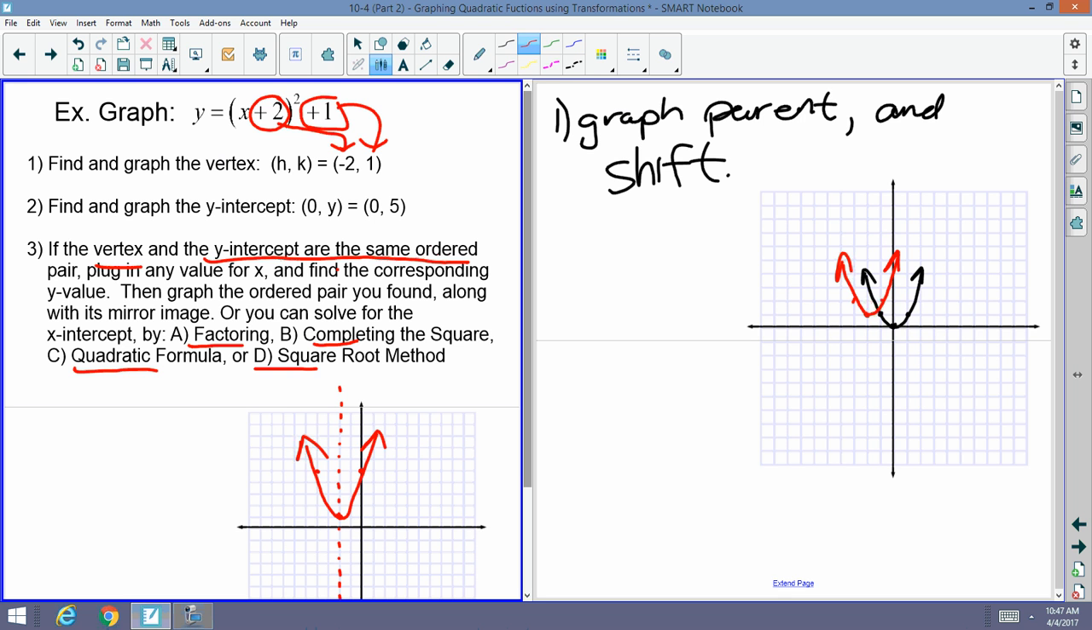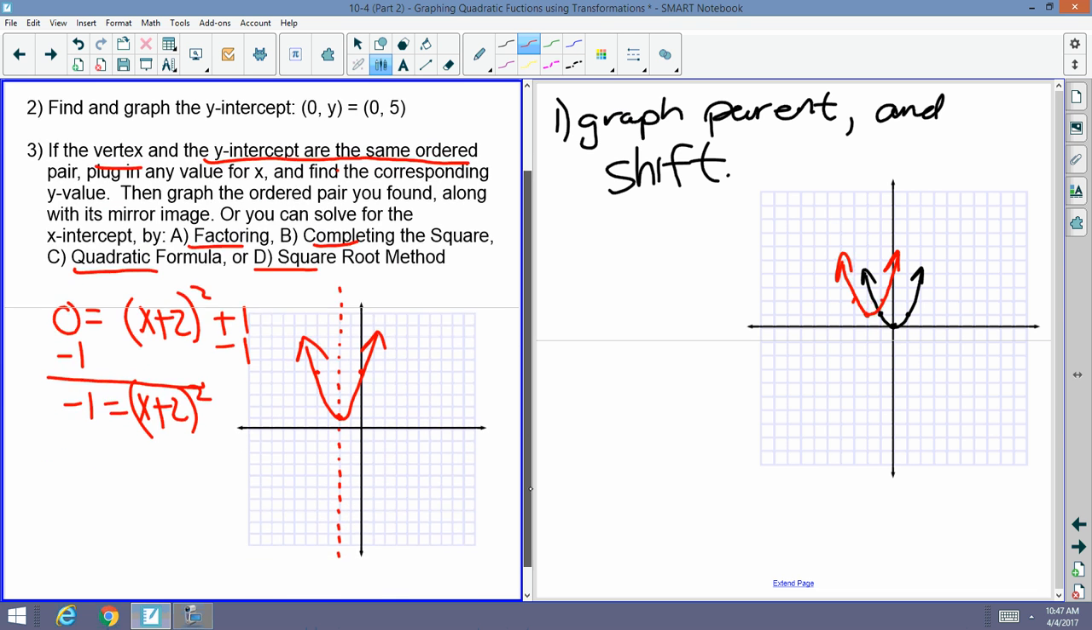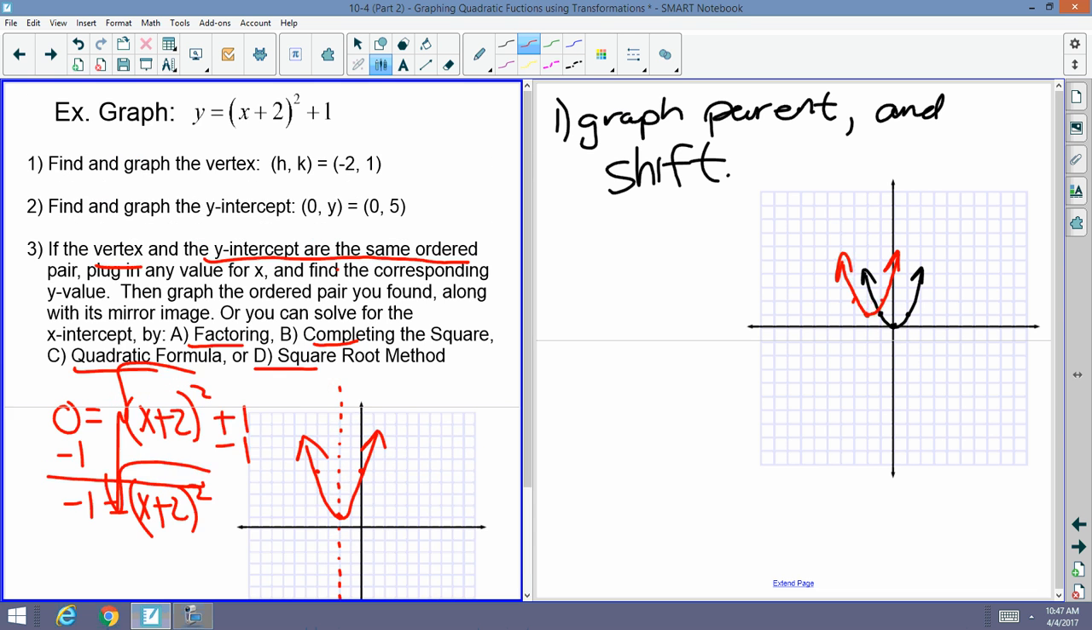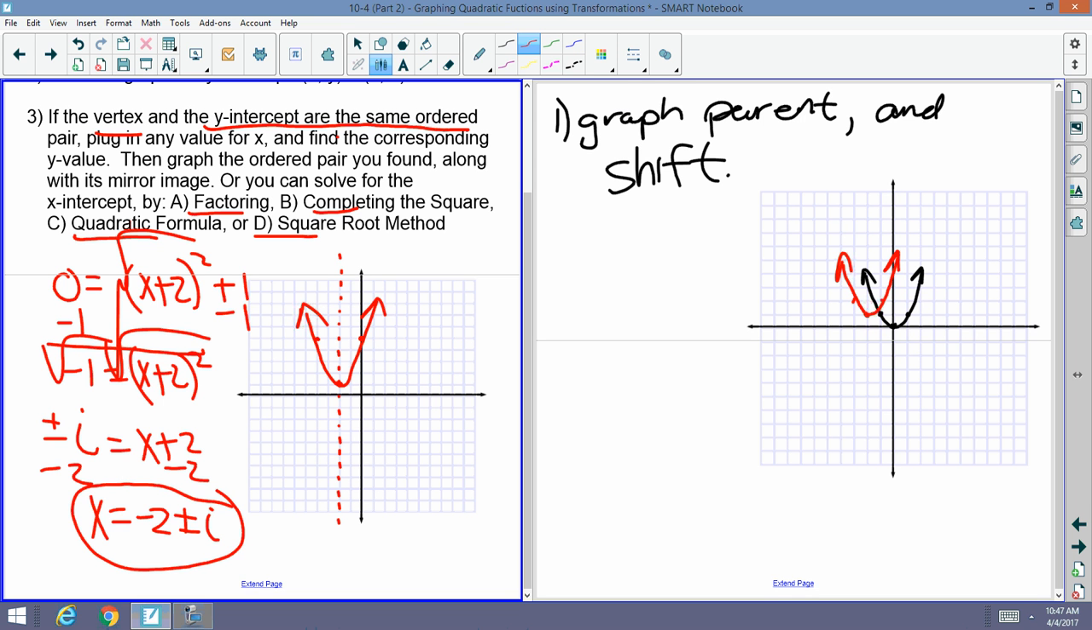Now look, to answer your question better, if I wanted to find the solutions here, I make y 0. And actually, I wouldn't have to use the quadratic formula here. You got plus 1, subtract 1 to both sides. Negative 1 equals x plus 2 squared. How do we cancel out? That's right, take the square root. So this is going to be plus or minus i equals x plus 2. Subtract the 2. So x equals negative 2 plus or minus i. I knew it was going to be complex because it did not touch the x-axis.